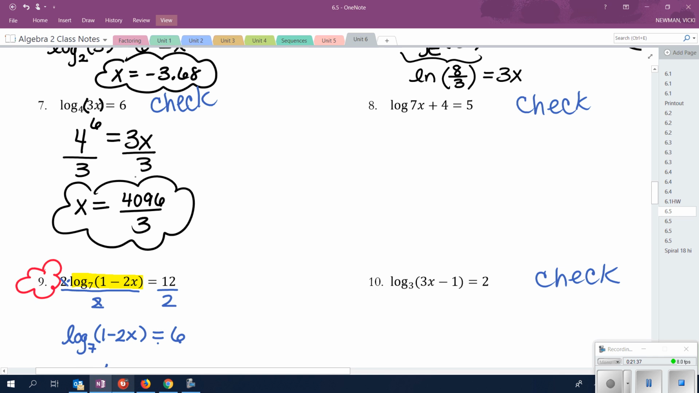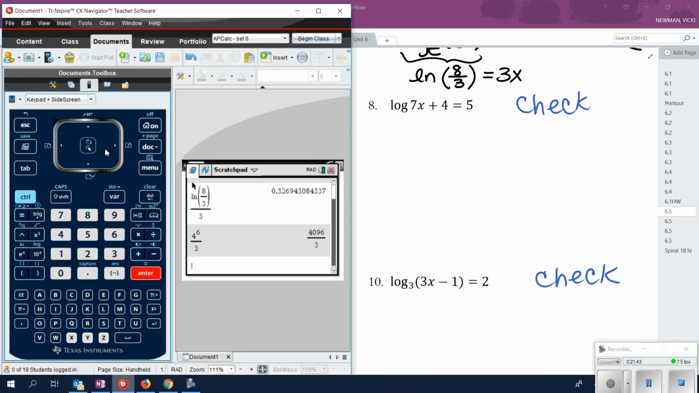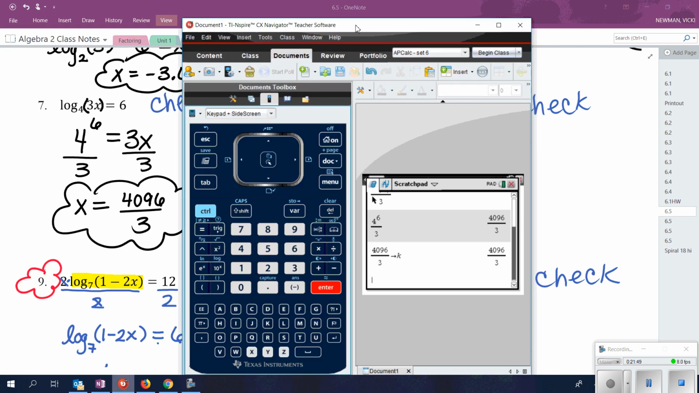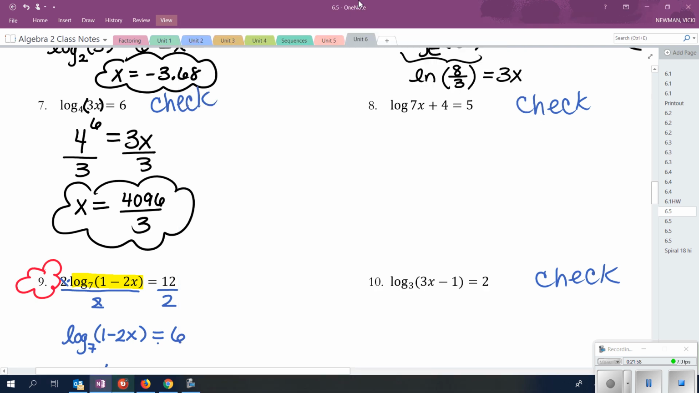Okay. And then we get to check. So I'm going to store that for k. What was the equation? So log base 4 of 3k equals 6. So it checks and everything is good. Check.